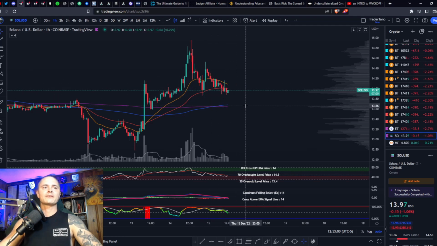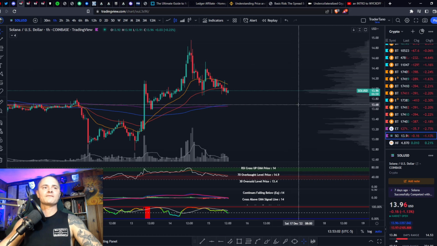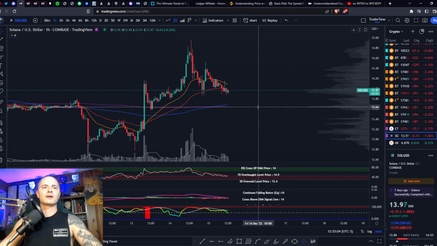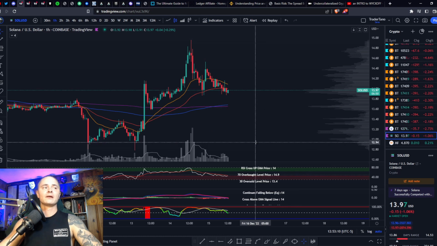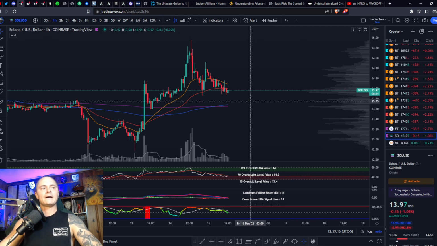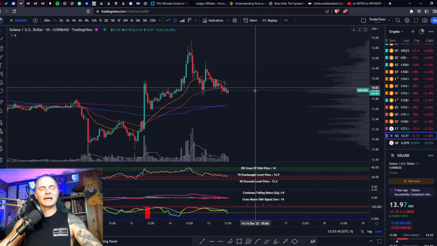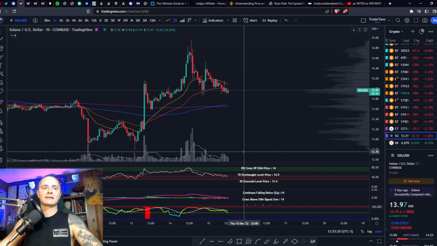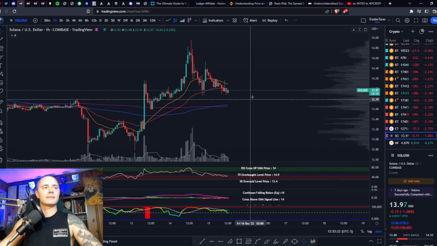Now, if we break the 200, this VPVR level and the 100 at about 1364, I would expect this to come all the way back down to 1294, possibly even $13, since it's an even number. And then if we break that, $11 is the next stop.